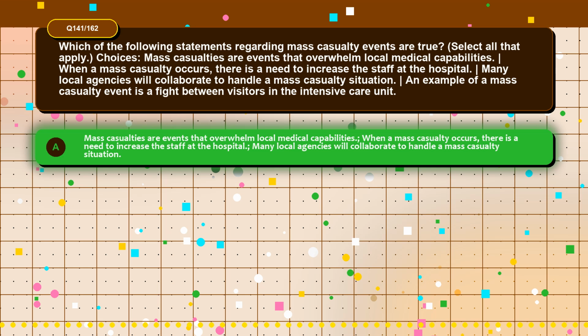The correct answer is option A. Mass casualties are events that overwhelm local medical capabilities. When a mass casualty occurs, there is a need to increase the staff at the hospital. Many local agencies will collaborate to handle a mass casualty situation.